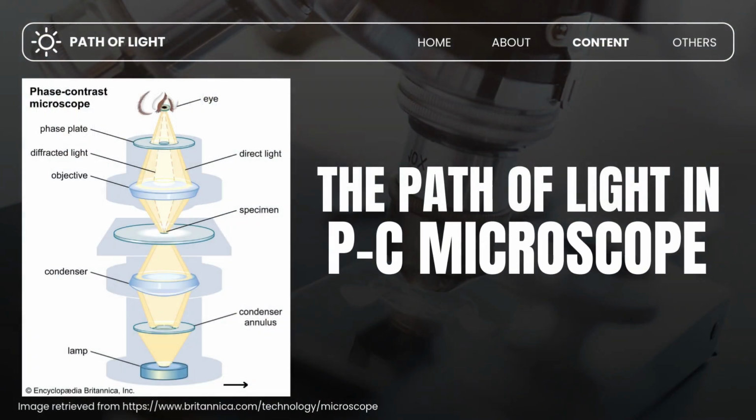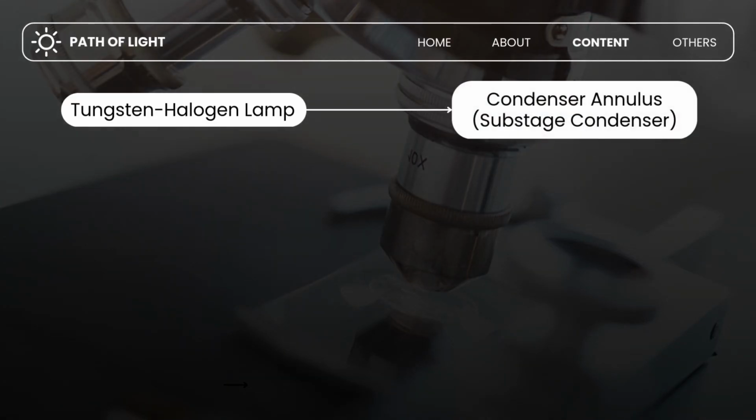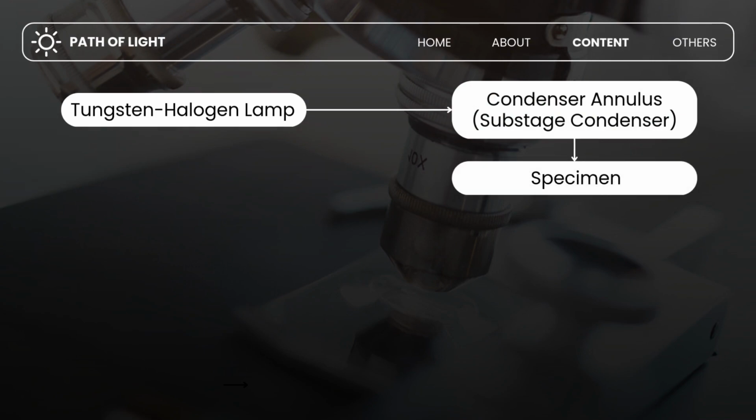So the diagram on the left shows us the path of light in a phase contrast microscope. To further discuss, the light from a tungsten halogen lamp goes through the condenser annulus in the substage condenser before it reaches the specimen. This allows the specimen to be illuminated by parallel light that has been defocused.